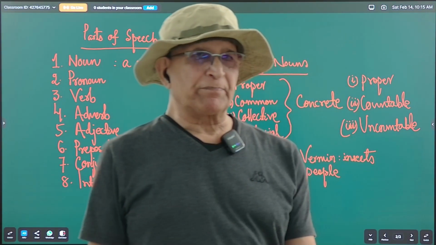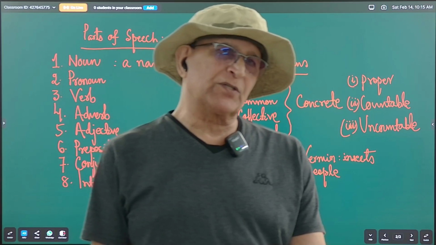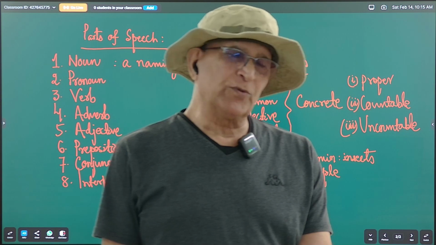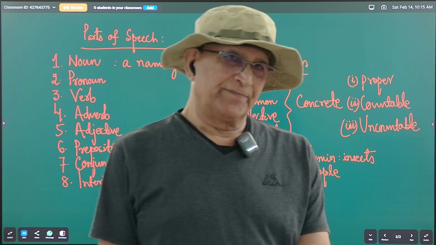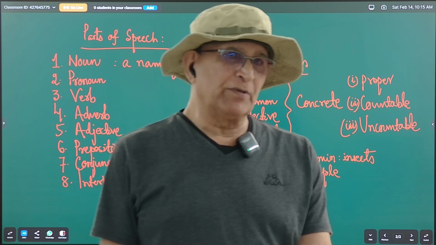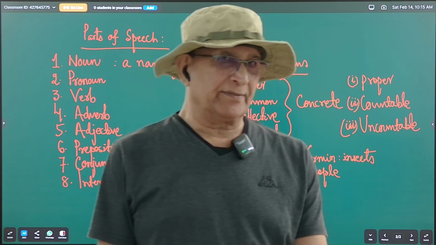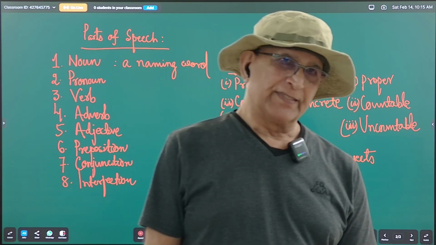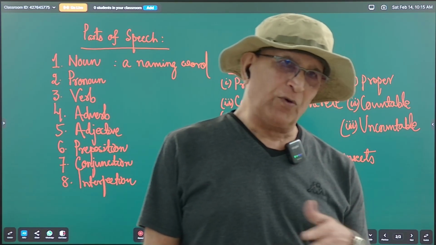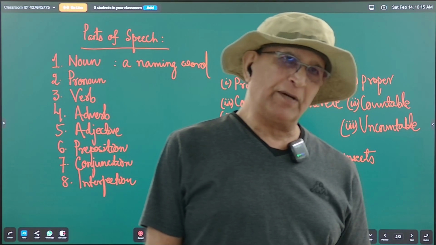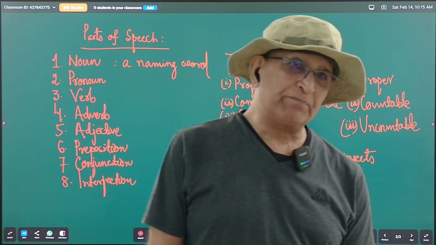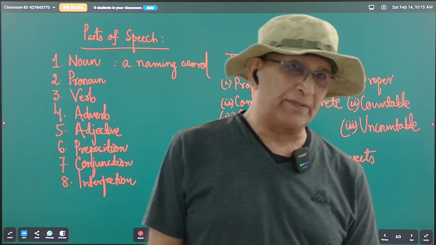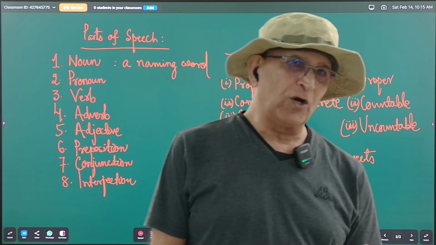I need some paper. I need a piece of paper to write down the names. A piece of paper. You can't say papers. But when you use papers like this, papers, what does it mean? Documents. I have submitted all my papers in the passport office. Here, papers means documents. But writing material paper is always uncountable.